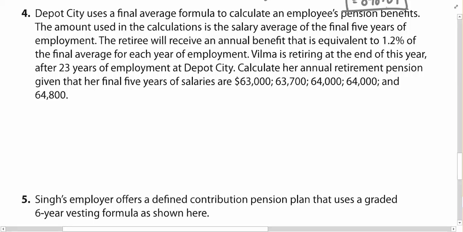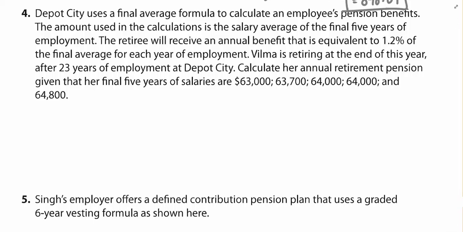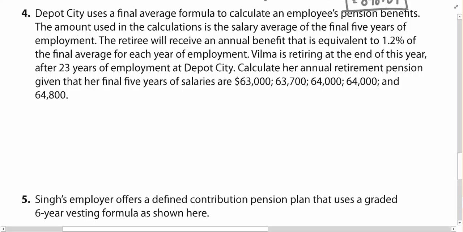In this next example, we see that Depot City uses a final average formula to calculate employees' pension benefits. So this won't be as simple as our flat benefit package. Now the amount that we use in the calculation is the salary average of the final 5 years. So we need 5 years of data to find the average of. The retiree, the person who's going to retire, will receive an annual benefit, so this is an annual amount, equivalent to 1.2% of that average for each, I repeat, for each year of employment.